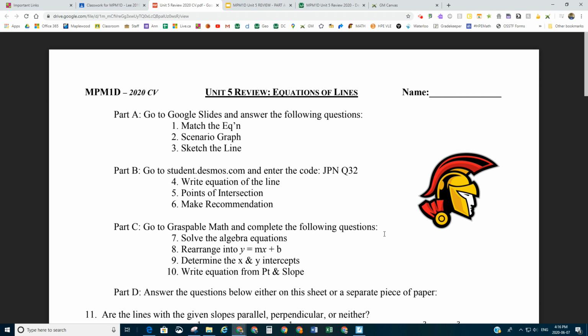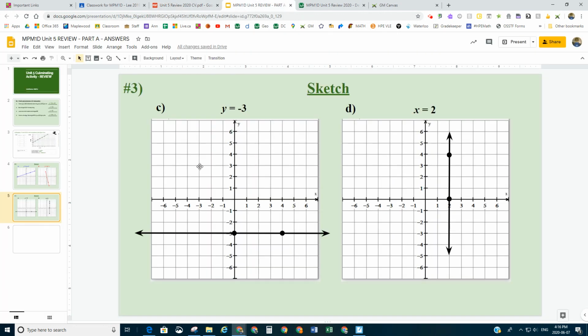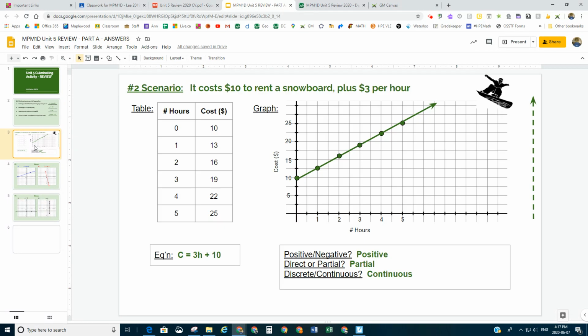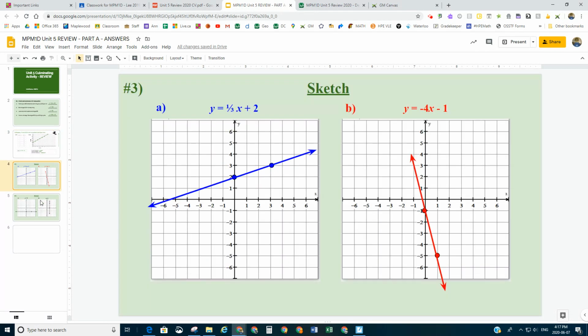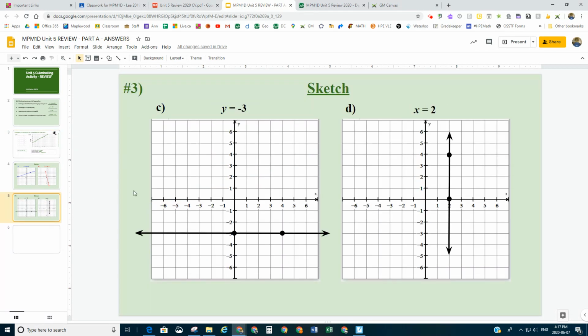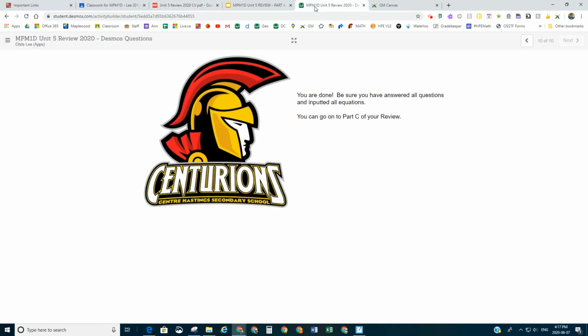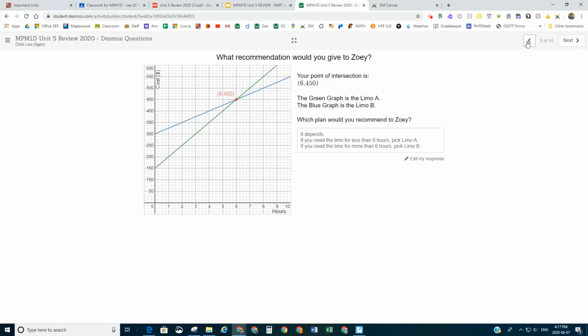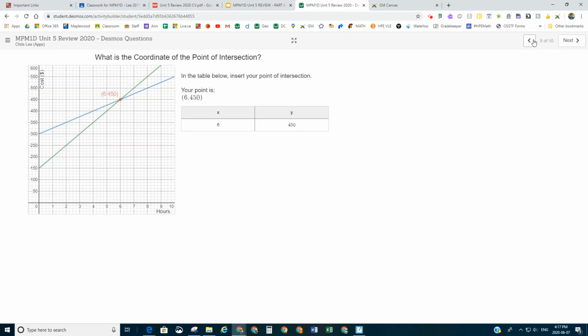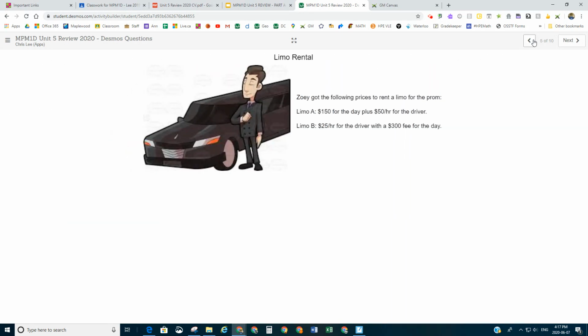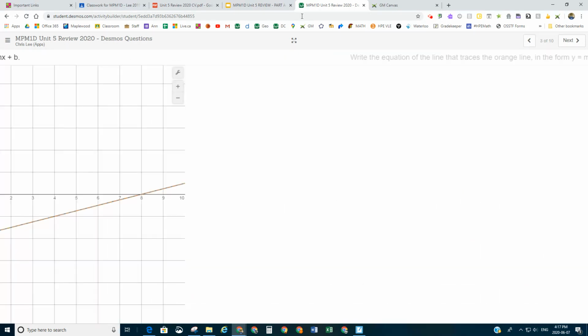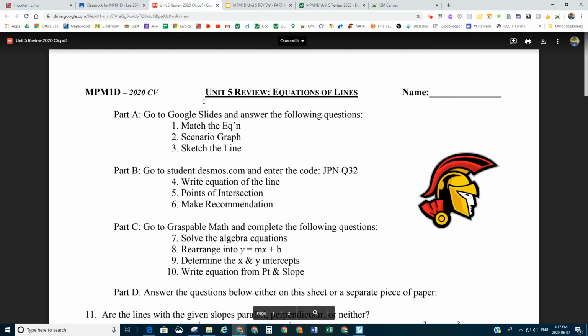All right, welcome to the second half of our review lesson. In the first part, we went through the Google Slides, where you had to find match equations, come up with a graph for a scenario, and then come up with different graphs of lines given their equations. Part B, we went to Desmos and answered a couple of questions about making recommendations and also matching equations with lines in that one as well. Okay, and so that was part B.